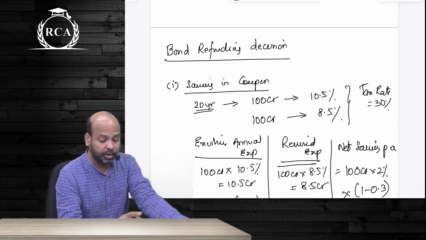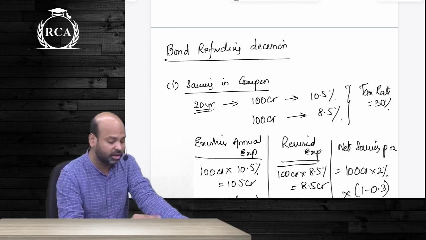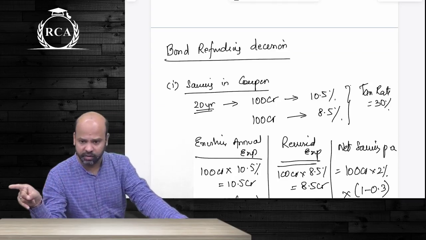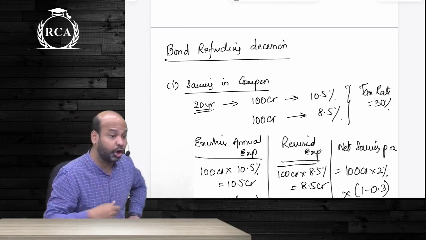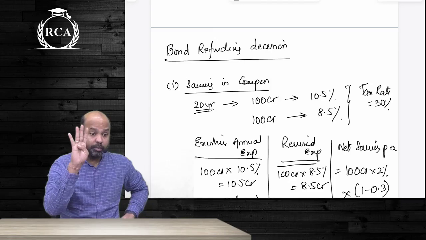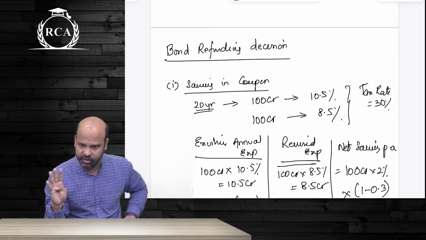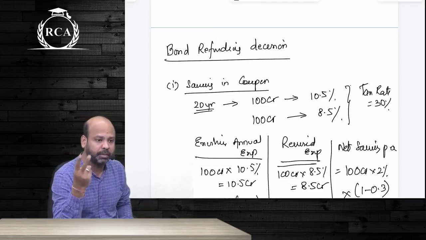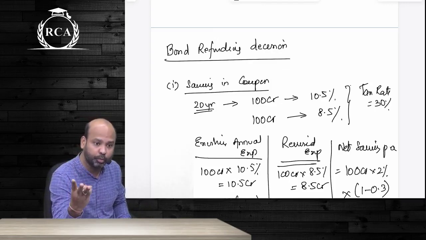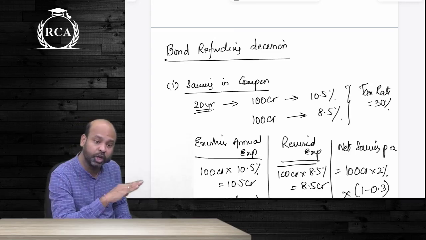In case a company wants to redeem the existing callable bonds and issue new bonds, what will the company do? They will have to evaluate the NPV of the bond refunding decision. There are 4 major items that should affect your decision. The first one is savings in coupon, next is call premium, next is flotation cost of new bonds, next is flotation cost of old bonds.